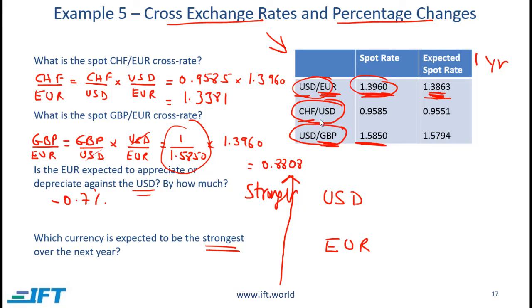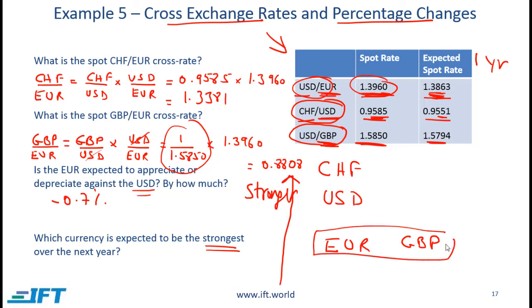Between the USD and the Swiss franc, this number is 0.958 and 0.955. So here we are saying that the base currency is becoming weaker. So the US dollar is becoming weaker relative to the Swiss franc. That means that the Swiss franc is over here. What about the US dollar relative to the pound? 1.585, and here we have 1.57. This means that the pound is expected to weaken against the dollar. So we have GBP over here. We could compare these two if we were to find the weakest currency, but given the information here, clearly the Swiss franc is expected to be the strongest currency over the upcoming year.